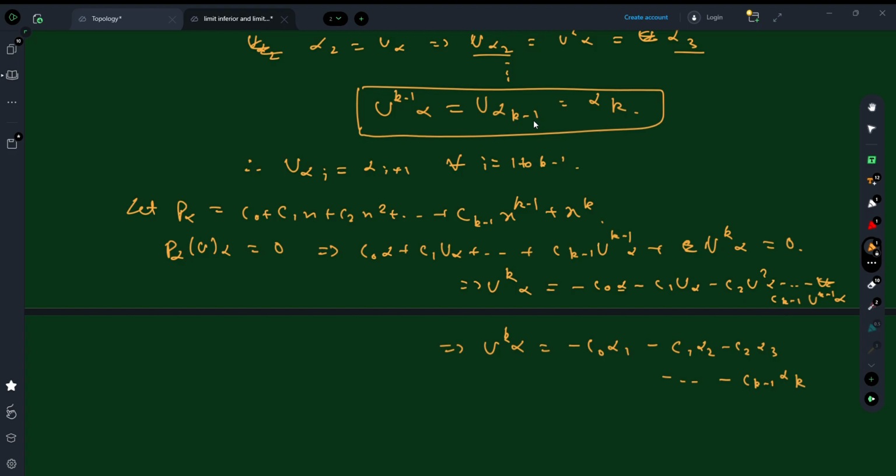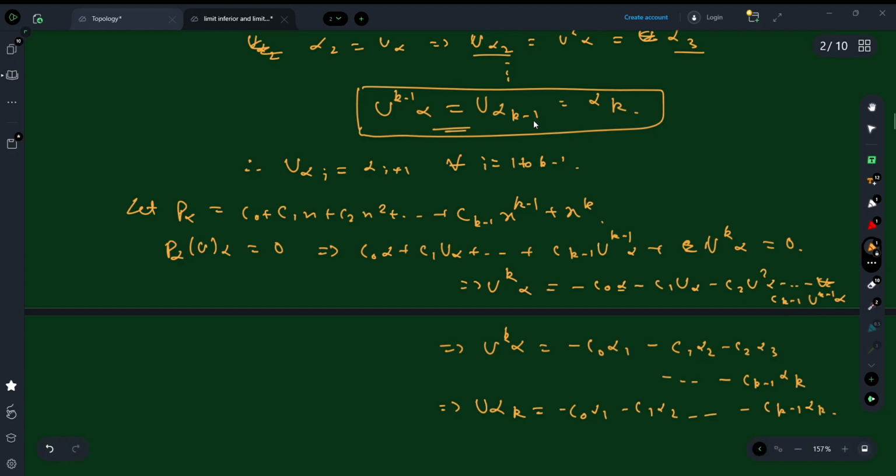But what is U to the power k alpha from the observation we were speaking about? So U to the power k alpha is nothing but U of alpha k, right? So it's exactly equal to minus c0 alpha 1 minus c1 alpha 2, and so on until minus c k minus 1 alpha k, right? Is it clear?